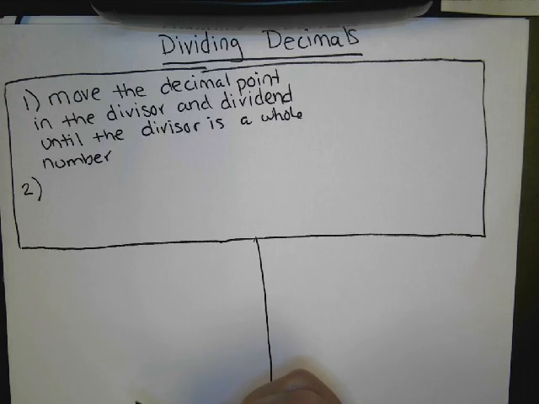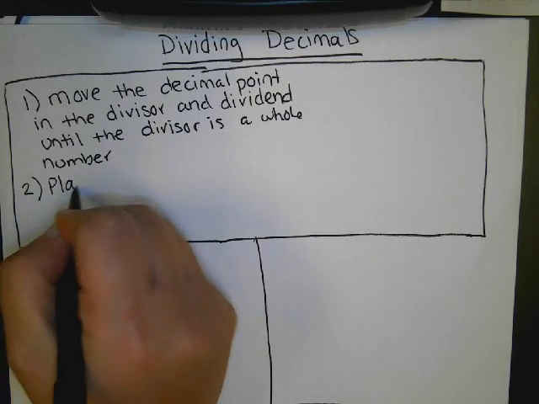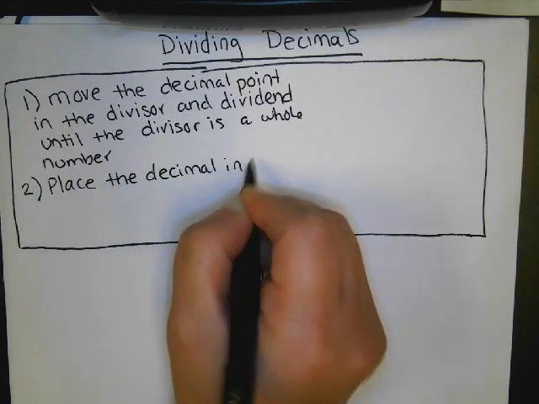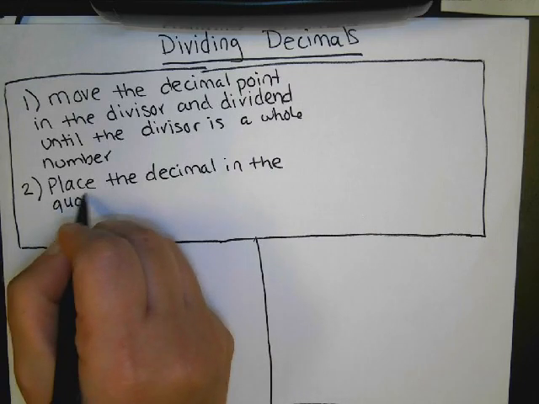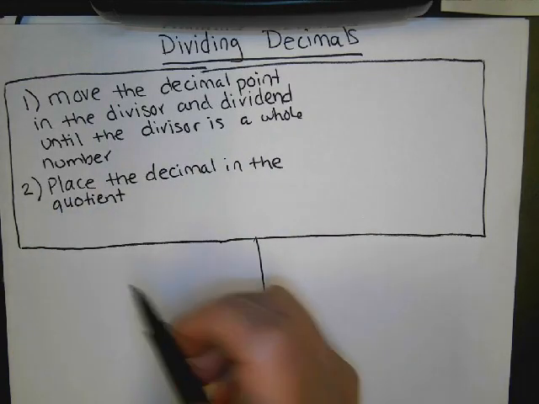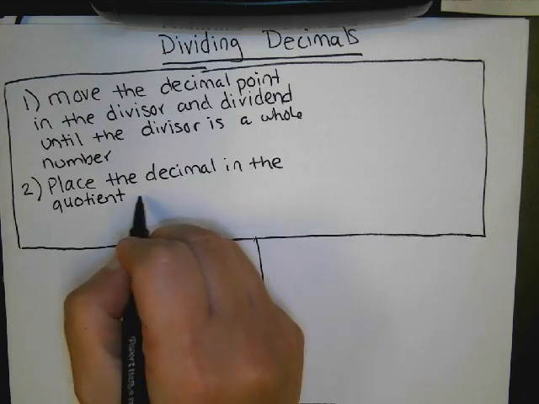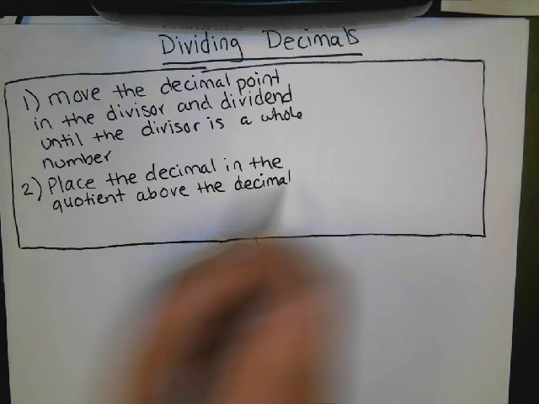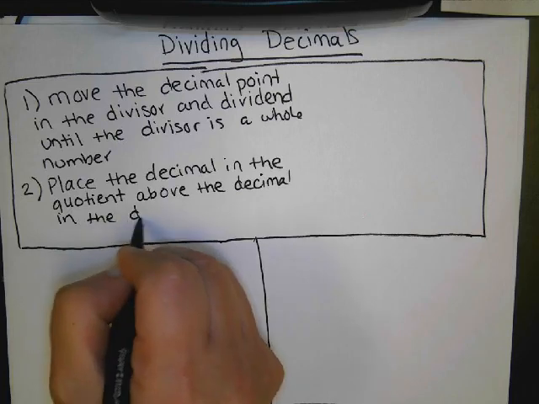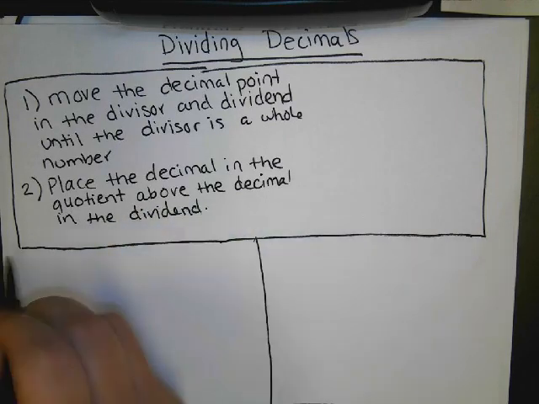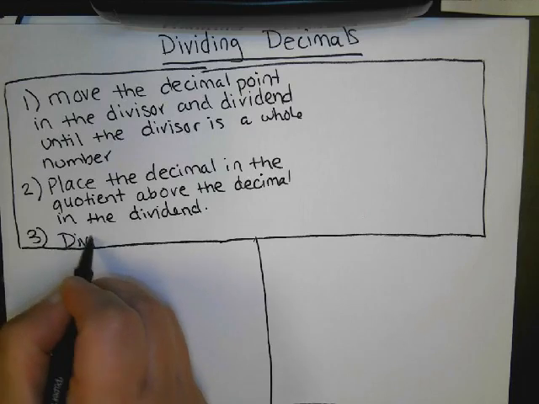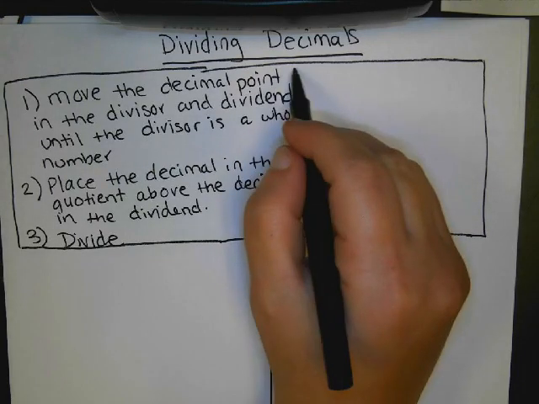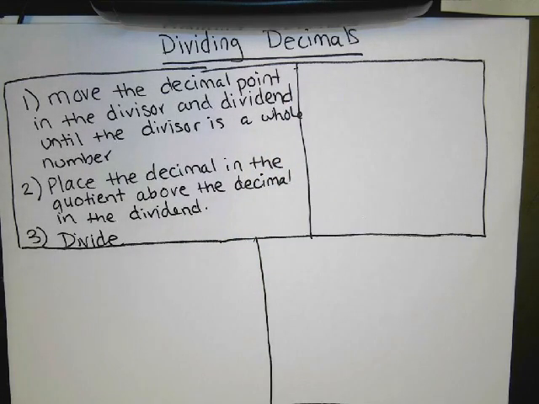Step 2 is we're going to place the decimal in the quotient. If you just remember, quotient is another vocabulary word. It's just the answer to a division problem above the decimal in the dividend. And lastly, we're just going to divide like normal. So we're going to start right here over to the side with our first practice example.